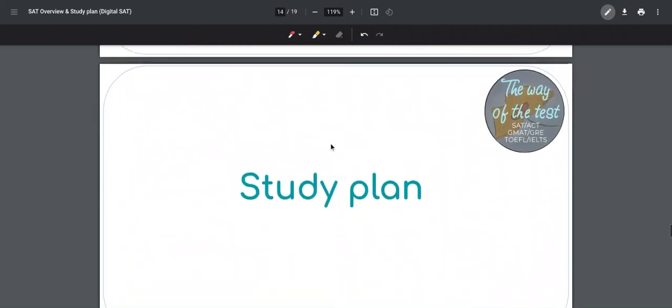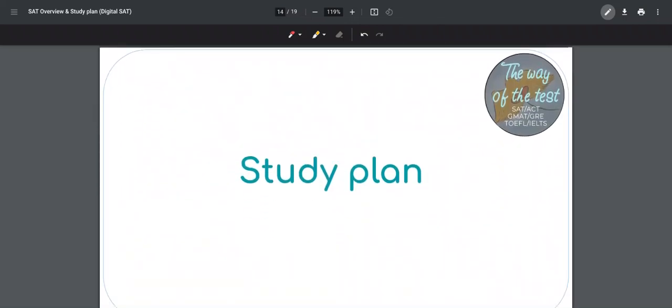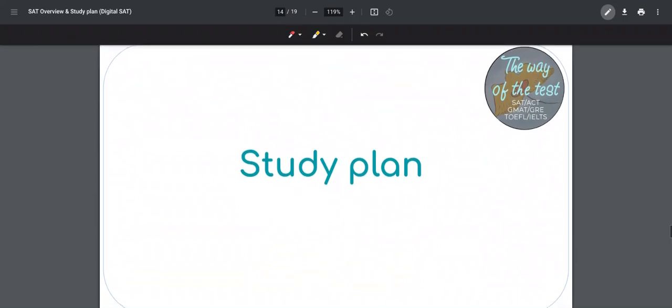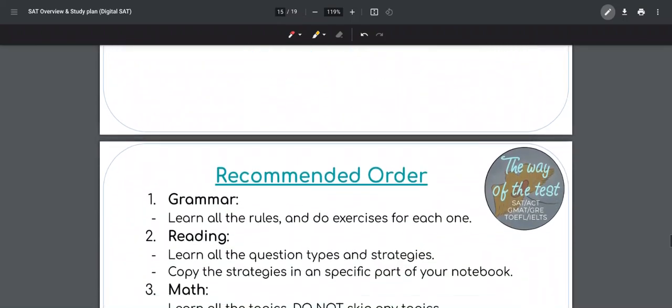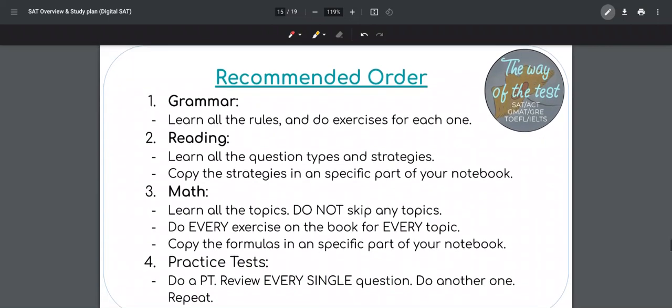Okay, so what is the study plan? I'm going to give you a general study plan. Remember, you can adapt this. This is pretty much what I give to my students, although we can sometimes adapt it to individual cases. Now, about the order in which I recommend that you study, I recommend that you start with the grammar. So I recommend that you learn all the rules. Again, this may depend on how many rules you already know, but I do recommend that you at least check all the rules and then do exercises for each of these rules.